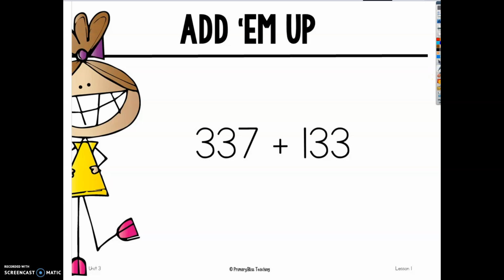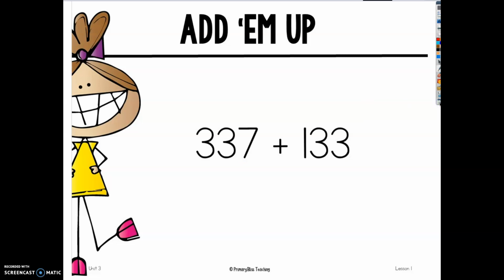Okay, now that you've had some time to think about ways to solve this problem, the first thing I thought of was, hey, I can make a 10. So there is 7 and 3. I can take the 7 and the 3 and add those together. 7 plus 3 equals 10. And then as I'm thinking about this, I'm going to erase that. I'm going to tell you why. Because I can make that 10 and make it look a different way.